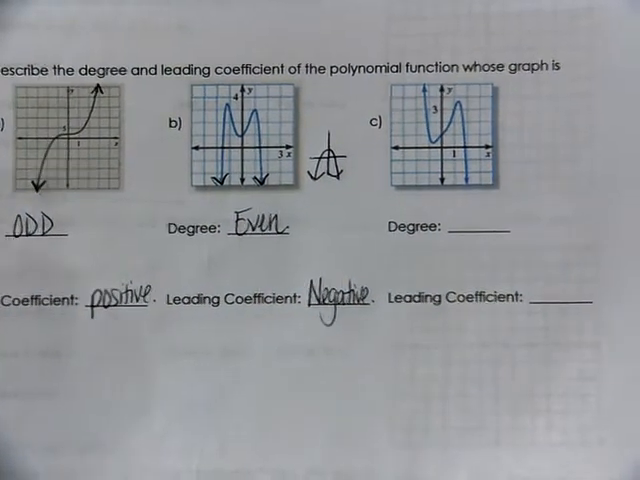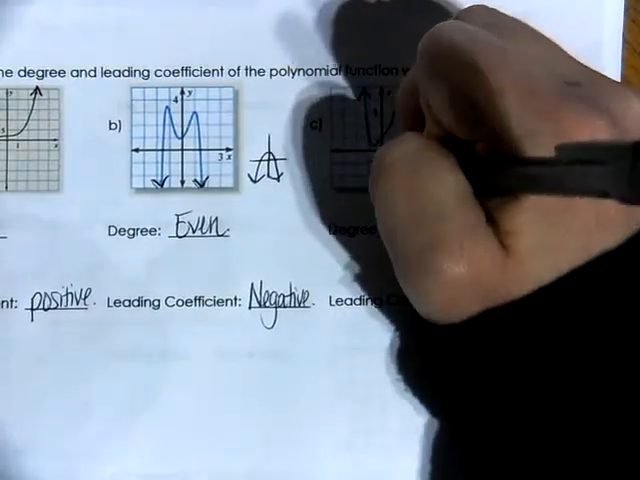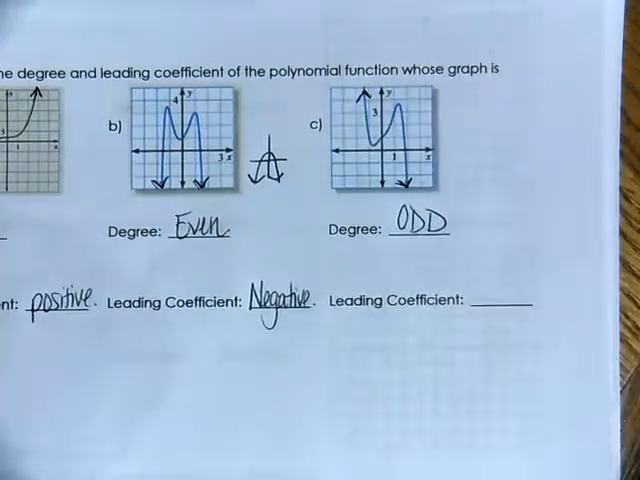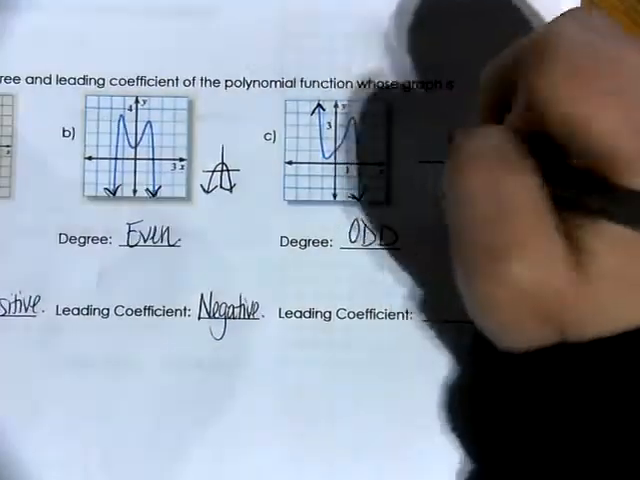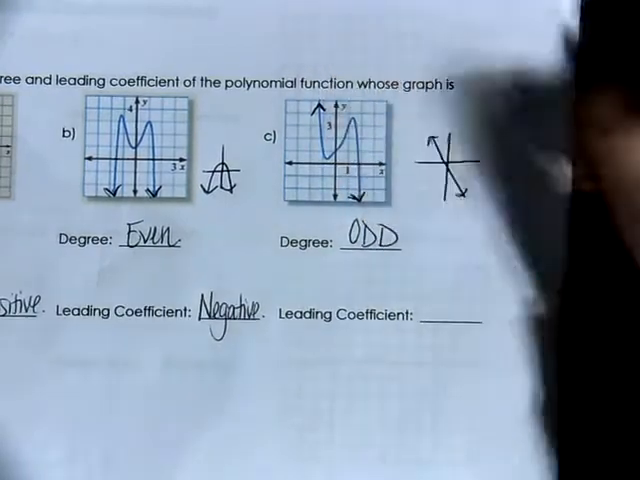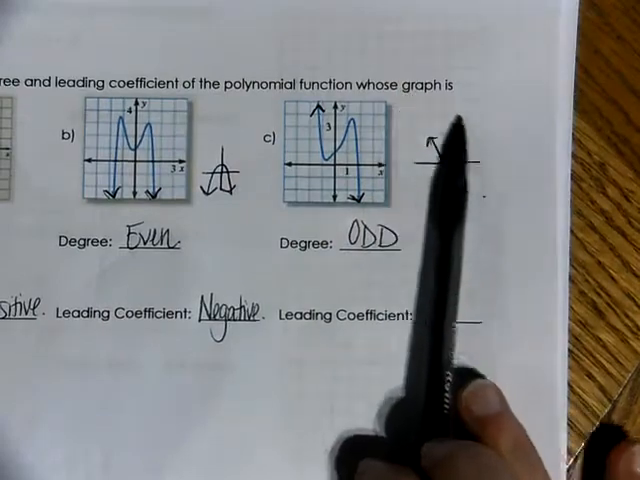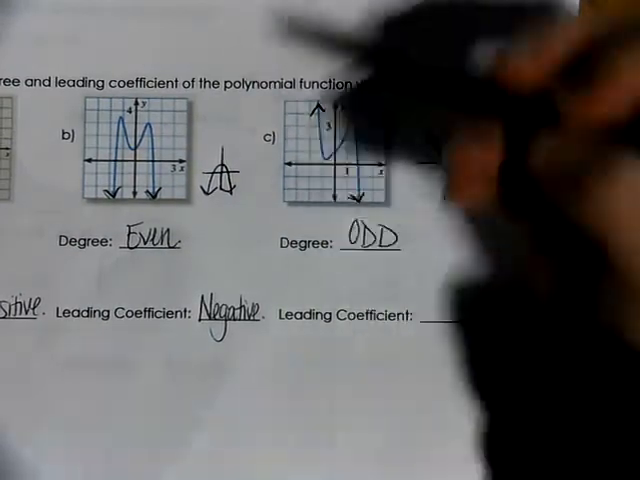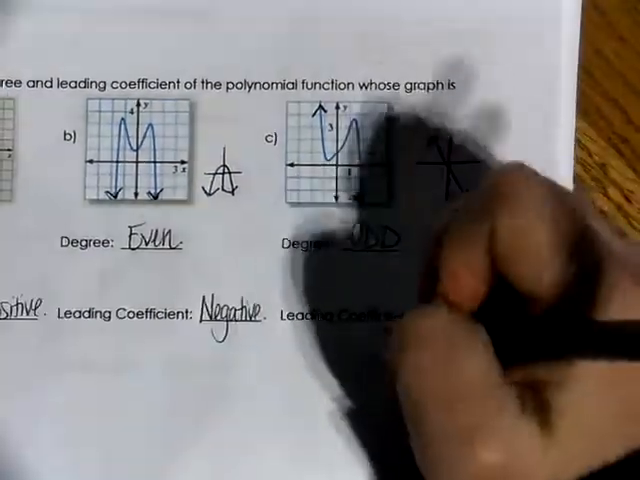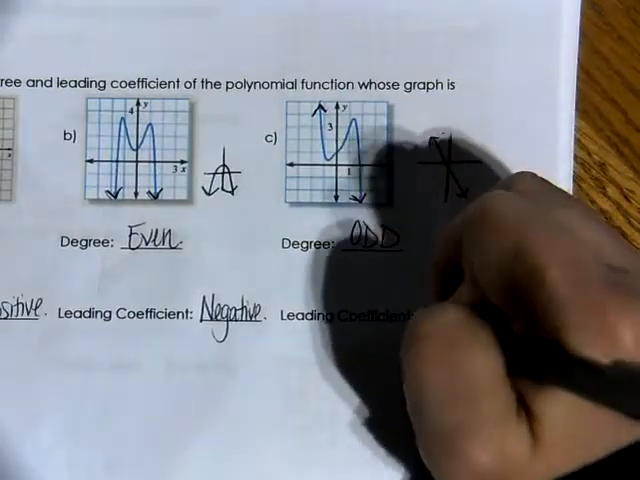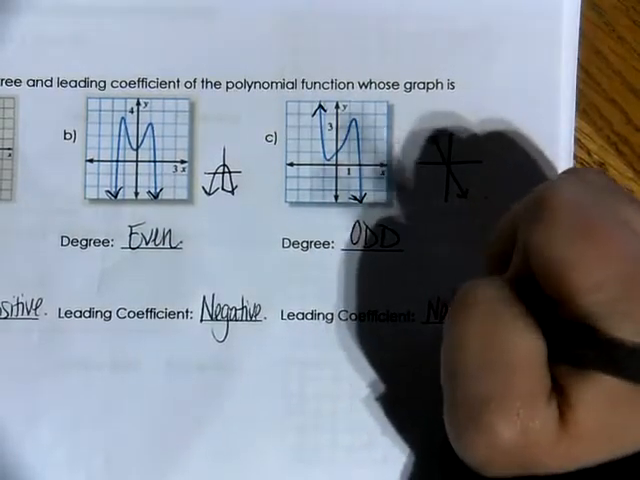And finally, I have arrows pointing in different directions, which tells me that this is an odd function. And the arrows are going from up to down. Reading the graph from left to right, overall this graph is decreasing. And so therefore, I know that my leading coefficient has to be negative.